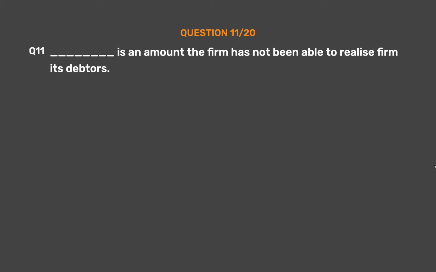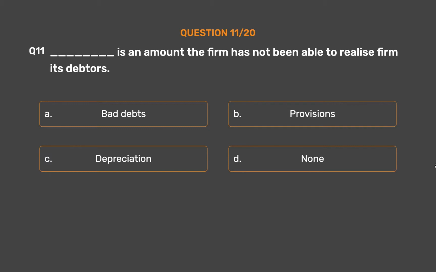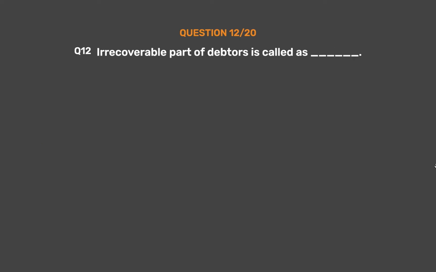Question number 11. Underscore is an amount the firm has not been able to realize from its debtors. Option A, Bad debts. Option B, Provisions. Option C, Depreciation. Option D, None. The correct answer is option A, Bad debts.